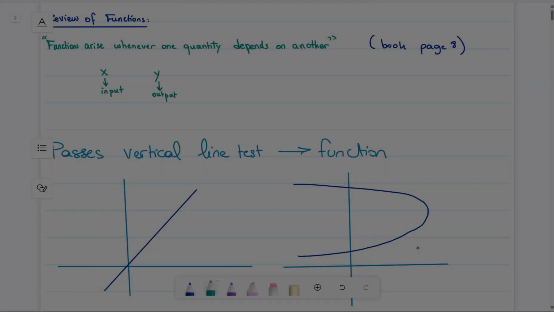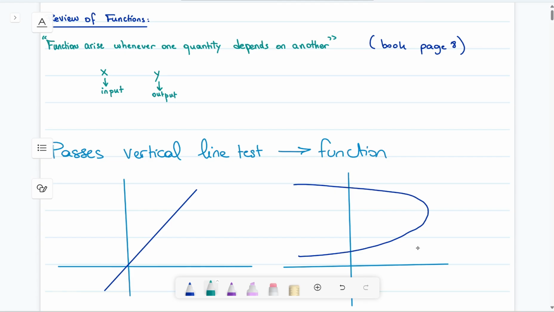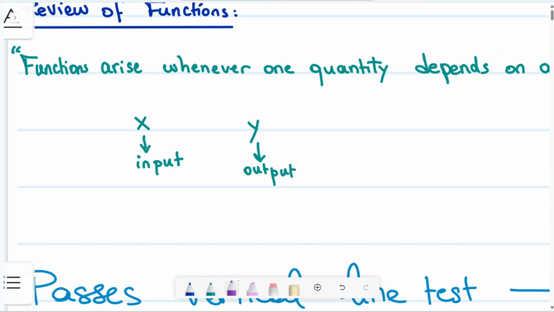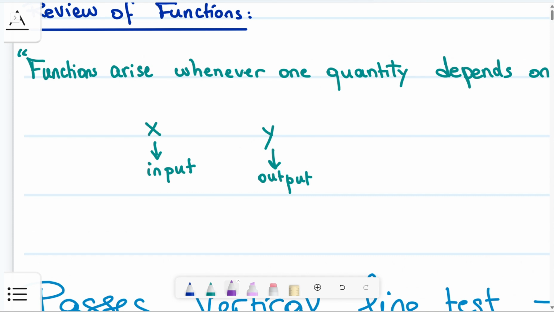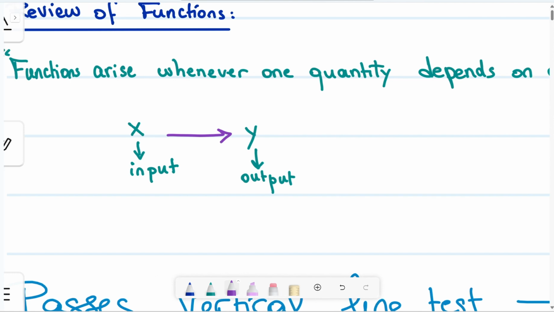And now we will move on and do a small review about functions. So the first thing to note about functions is that functions arise whenever one quantity depends on another. So if we have the x value, which is usually called the input, and the y value, the output, depends on this x value.